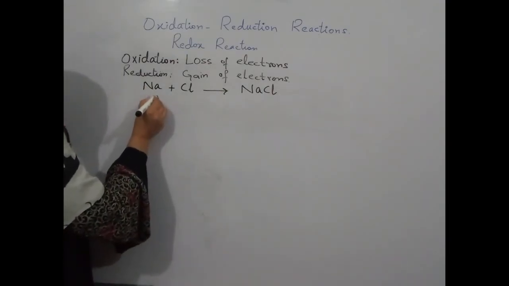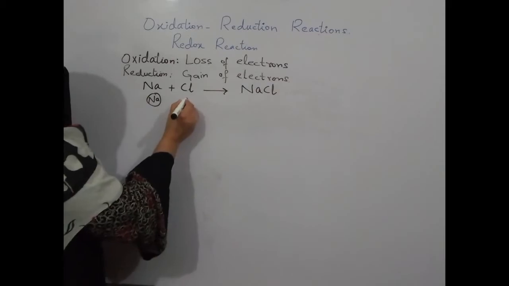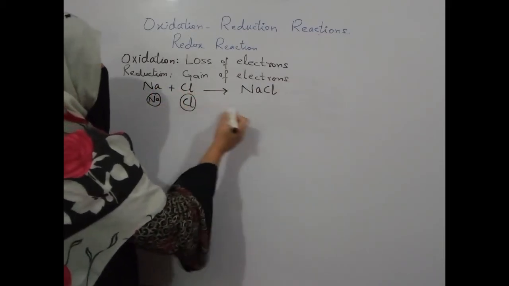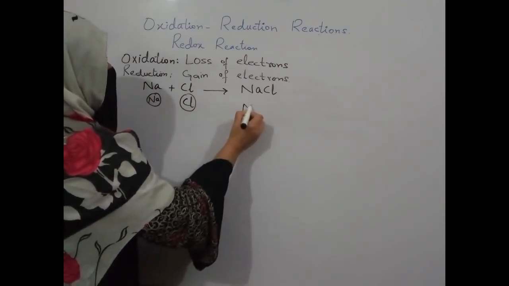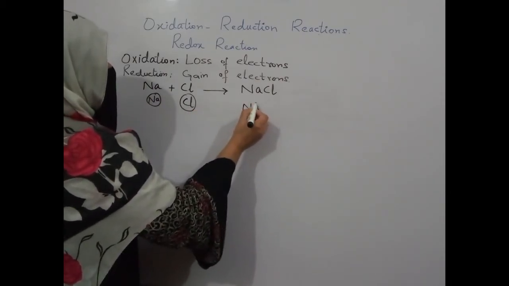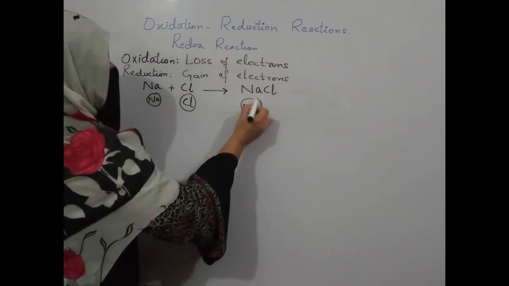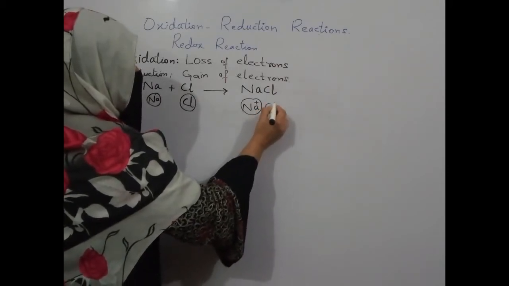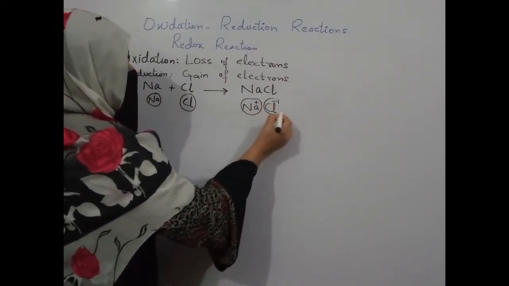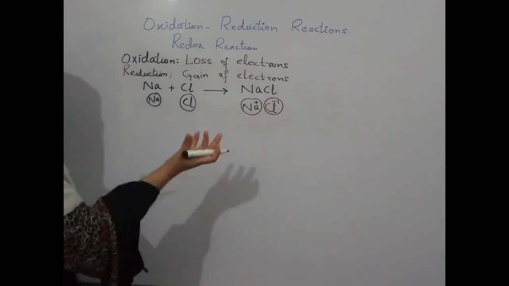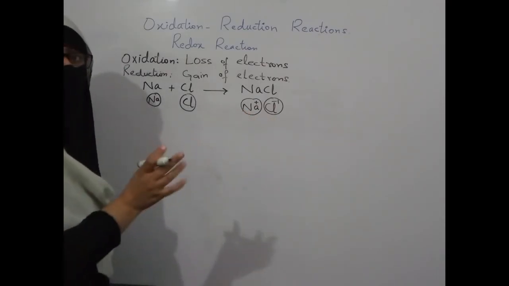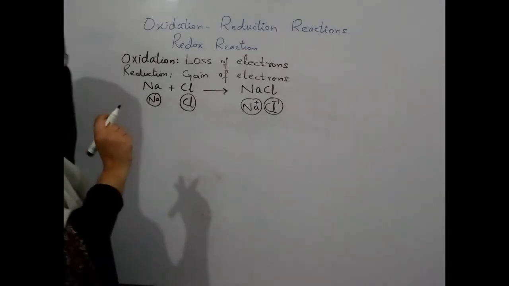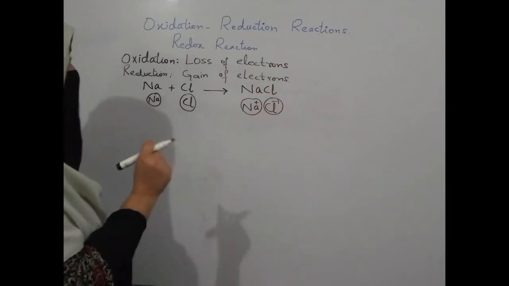Sodium was neutral. Chlorine was also neutral. After that, sodium gained positive 1 charge and became an ion, and chlorine gained negative 1 charge and became an ion. These ions come close together and form sodium chloride. Sodium chloride is an ionic compound and is table salt, common salt.